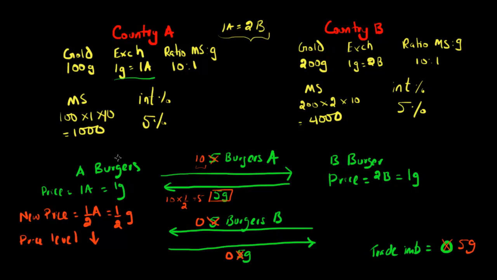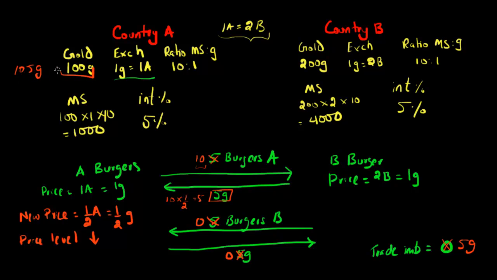But what does this mean for country A? Now in country A, whoever will get this extra gold will likely deposit it at the central bank. And so the central bank will see its gold reserves go up by 5 grams of gold. So in this case, it will go from 100 to 105 grams.